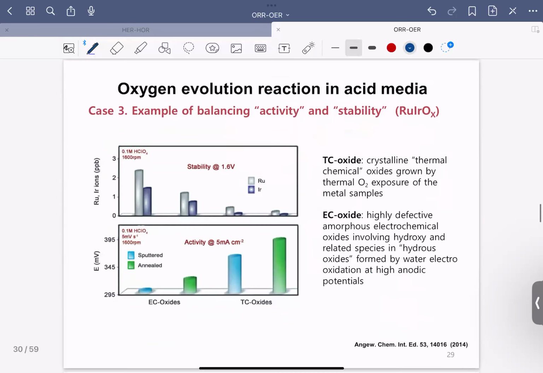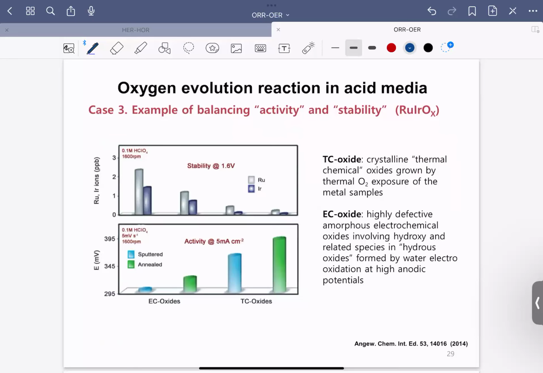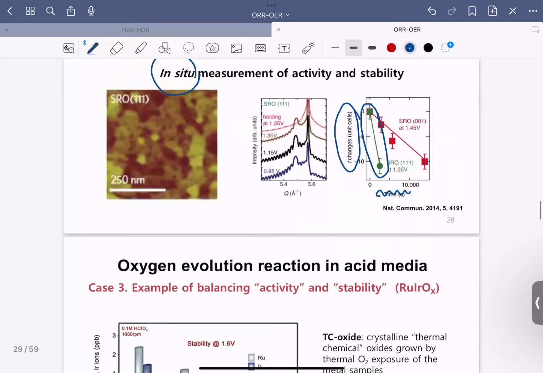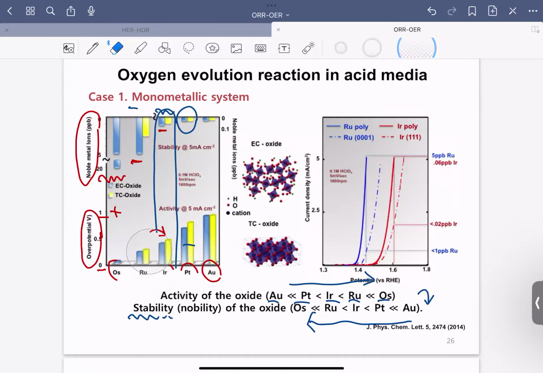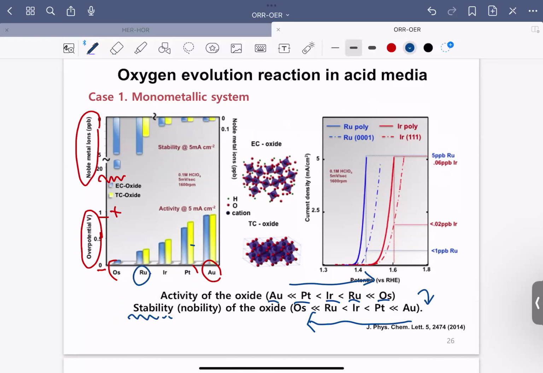So let's think about what about the bimetallic system. Please let's go back to the slide over here. We already compared two different cases, one with ruthenium and the other with iridium. If we only focus on the activity, ruthenium is better. But if we compare the stability, iridium shows the higher.